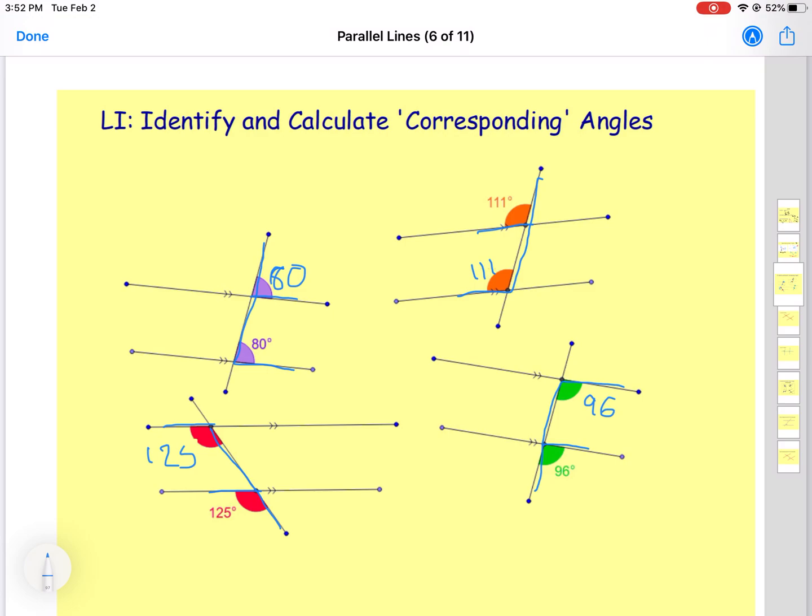So notice there that our Fs can be of any orientation, and they can also be flipped or backwards, anything like that as well within our diagrams. The trick here is identifying the Fs and working out which angles are contained within them.